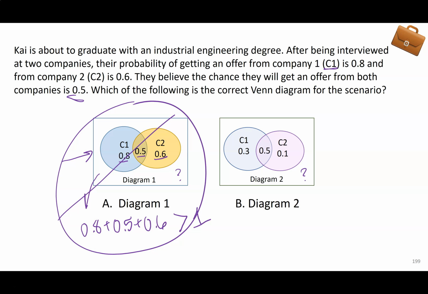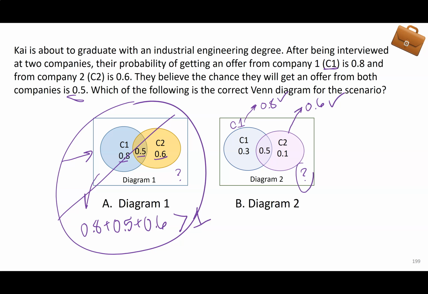So diagram 2, I have 0.3 plus 0.5 plus 0.1. If I add that together, it's 0.9. That is less than 1, so I didn't go over. So now I actually have to double check. This is C1, and if I take this entire circle and add all of its wedges together, 0.3 plus 0.5, that's 0.8. So that checks out. And then similarly, if I go to company 2 and add its wedges together, I get 0.5 plus 0.1. That'll add to 0.6, so that checks out. 0.5 is in the middle.